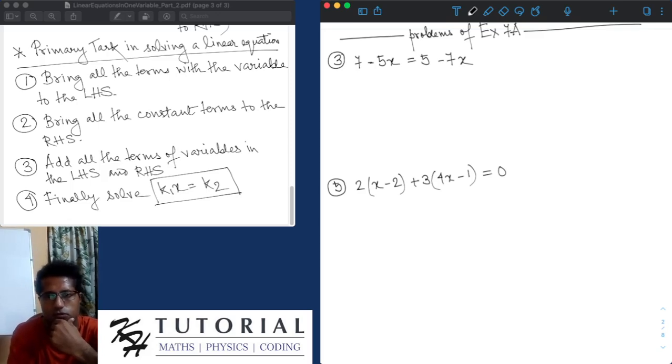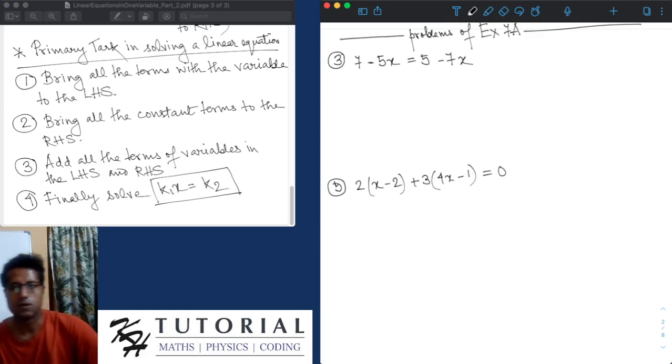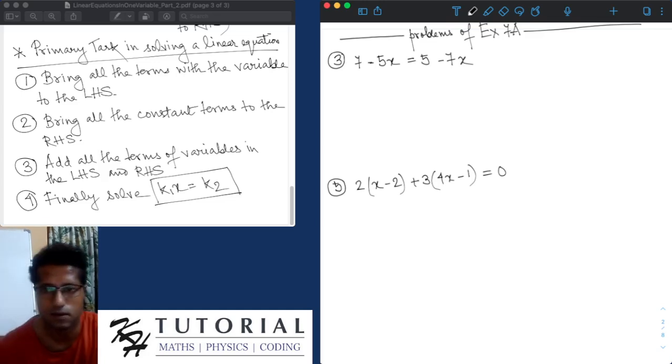Another way is that, instead of doing that, you might do some manipulation, like multiplying the LHS and the RHS by some number, or dividing by some number. Whichever method you find convenient, you can choose that method. Okay, so let's start solving the problems.